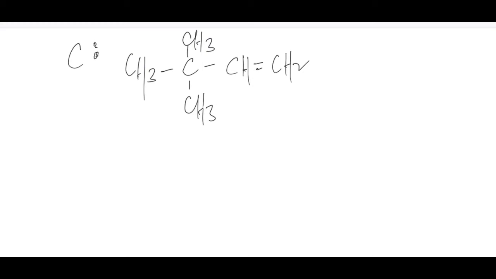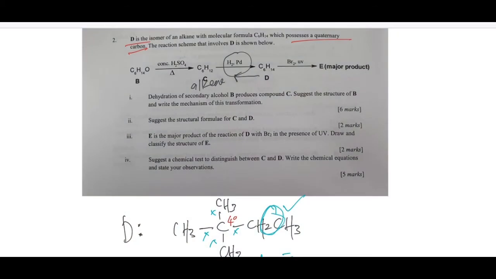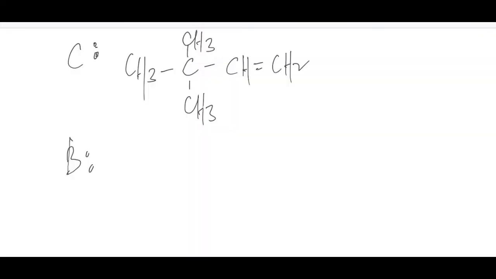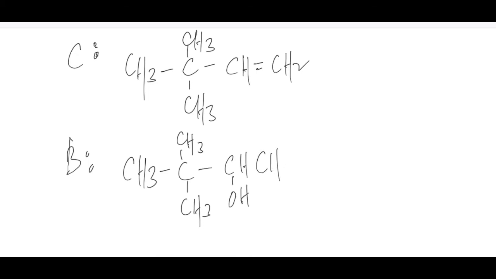Okay. Then from C we can get the B, right? Kalau kita tengok daripada C kita boleh dapat B ya. B must be an alcohol. Alcohol sebab kita guna concentrated sulfuric acid. So B alcohol dia kat sini lah. Dan same lah CH3, C, CH3, CH3. Kemudian sini CH, OH, CH3 lah. This is our B, alcohol kita kan.